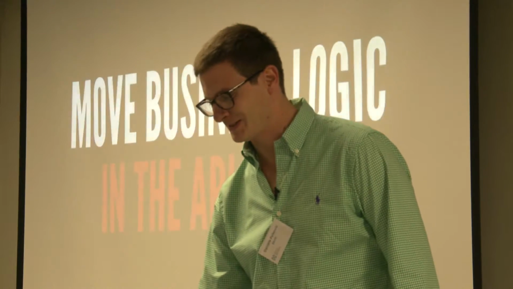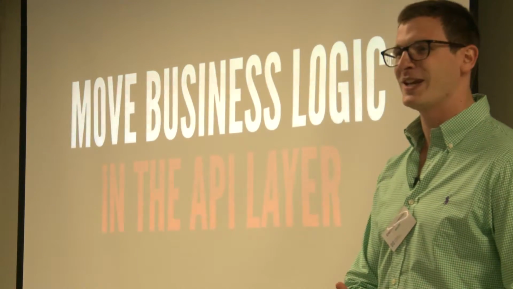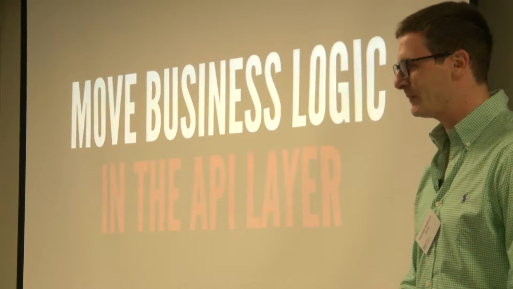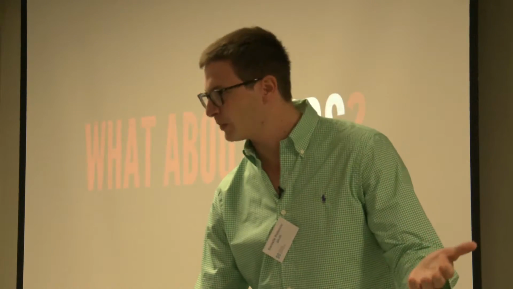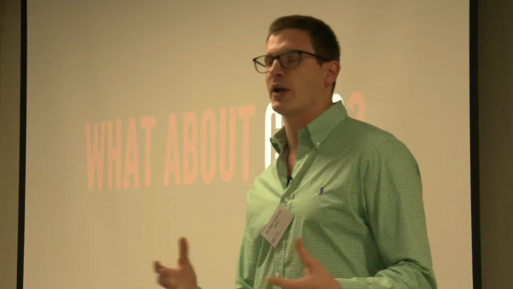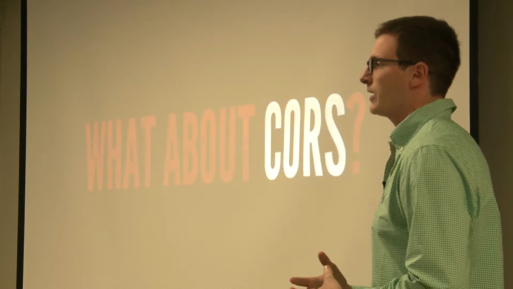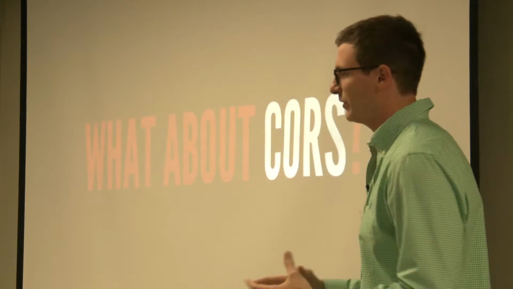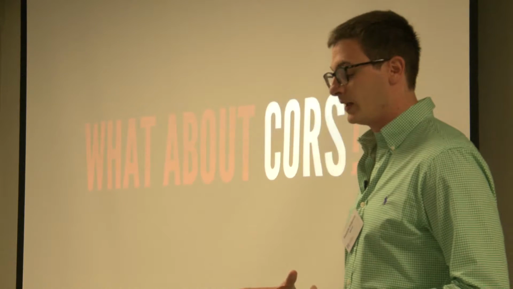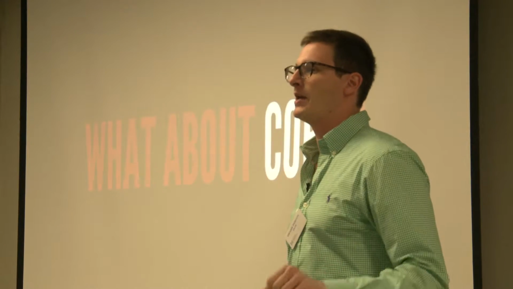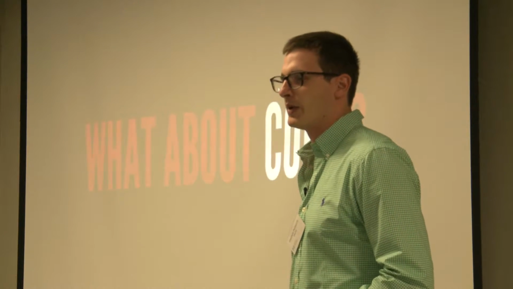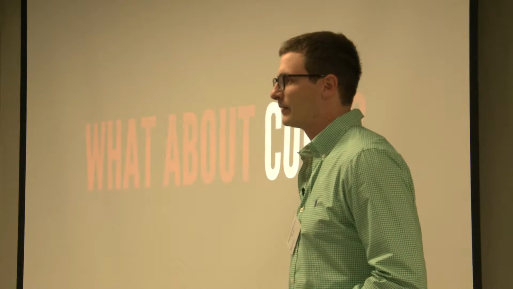Very, very easy. We move the business logic in the API layer. Okay? What about cross-origin requests? So I assume that in this architecture, we have this perfect REST API layer, which is deployed on api.blah.com, and then we have the UI somewhere else.